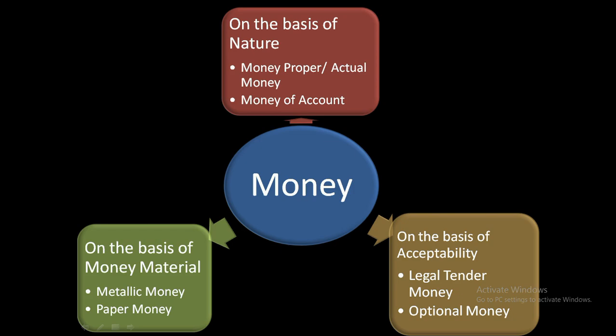Then on the basis of acceptability, or we call it legality also, there are again two kinds of money. First one is legal tender money and second one is optional money. Moving on to third basis, that is money material. One is metallic money and another one is paper money. Let us discuss that in detail.